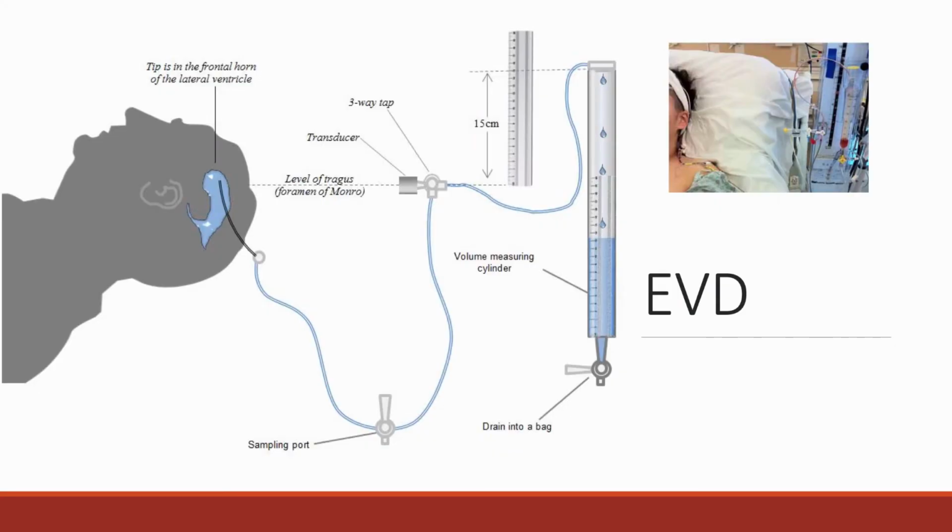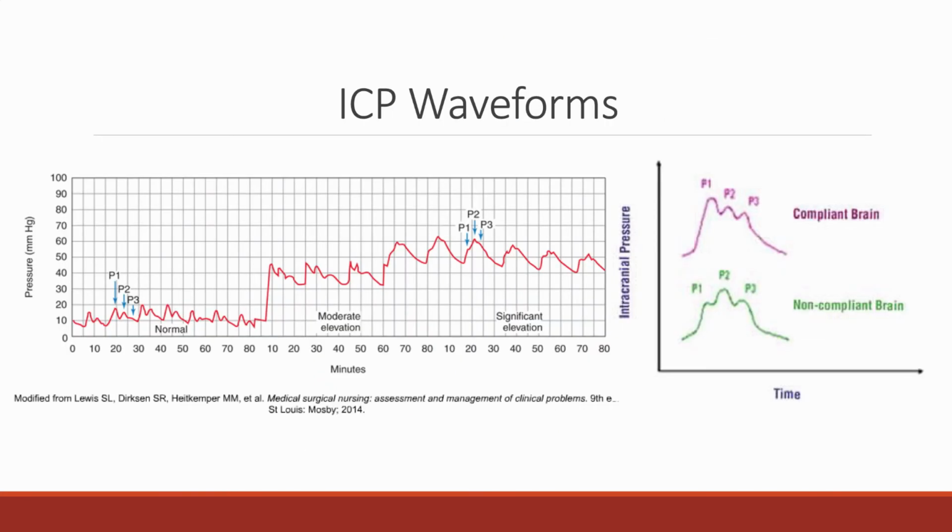So the EVD, essentially, when we zero the EVD, we need to do it in line with the level of the tragus. Remember, the tragus is that little thing on your ear there. And so that's what we use as the centering point. Remember, when we do a Swan-Ganz catheter, we use the right atrium or the phlebostatic axis as the zeroing point. Here we use the tragus.